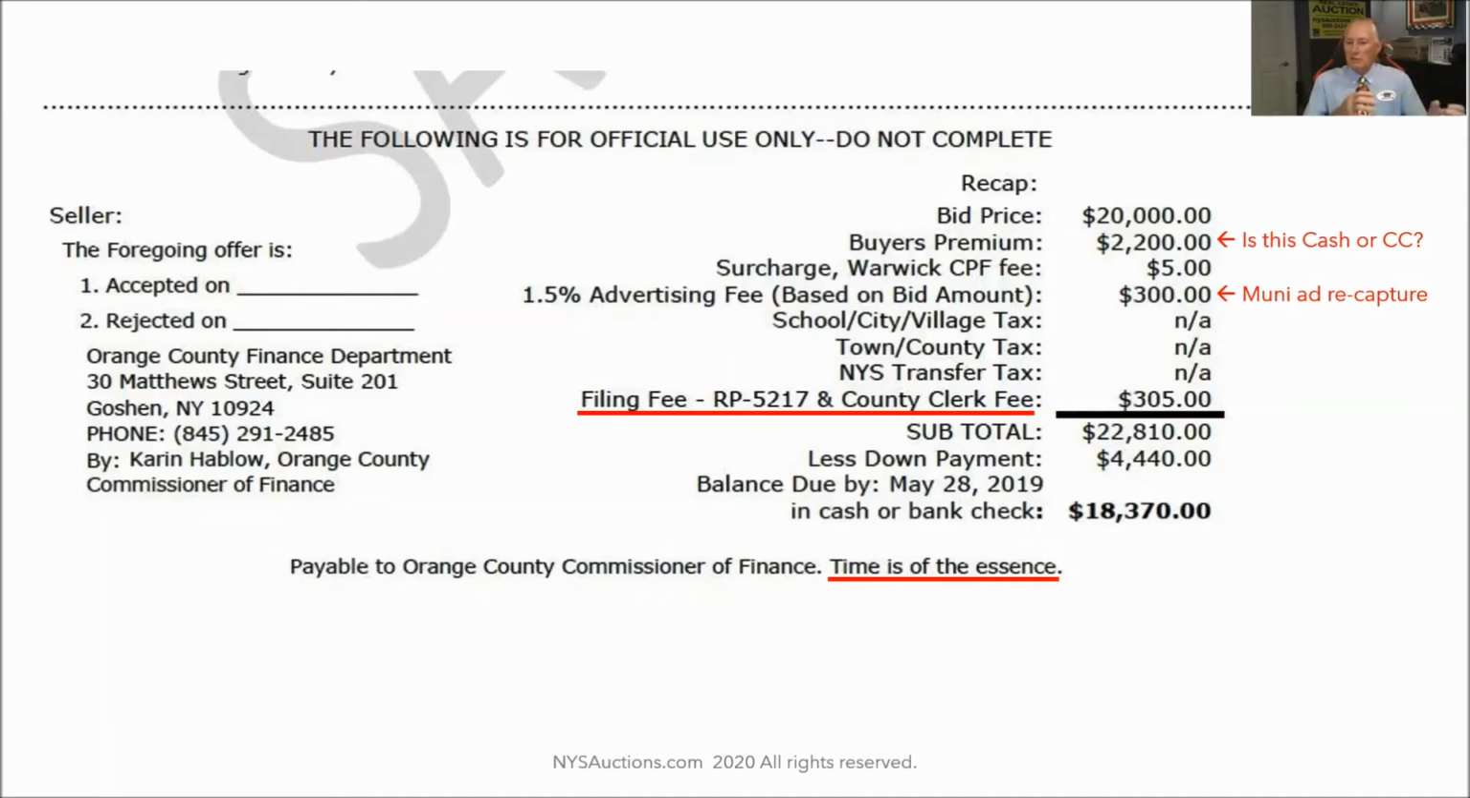So you're going to go home and get your final payment ready. You'll get another bank check payable to Commissioner of Finance, and you'll also notice that all the county auctions say time is of the essence. That means the clock is ticking. So May 28th, 2019, the close of business, that's the absolute last day to pay. If not, you're going to lose your down payment. You're not going to get to buy the property. So be ready to go.